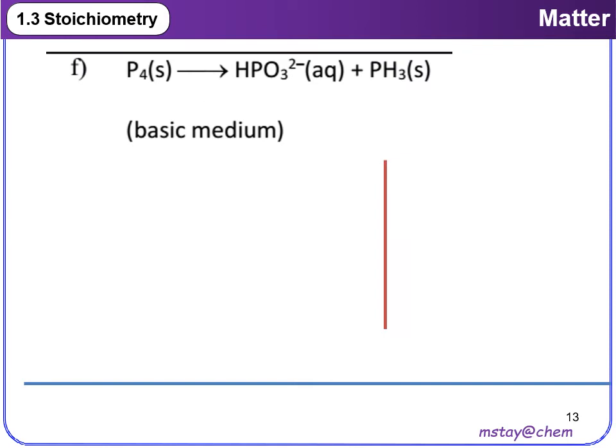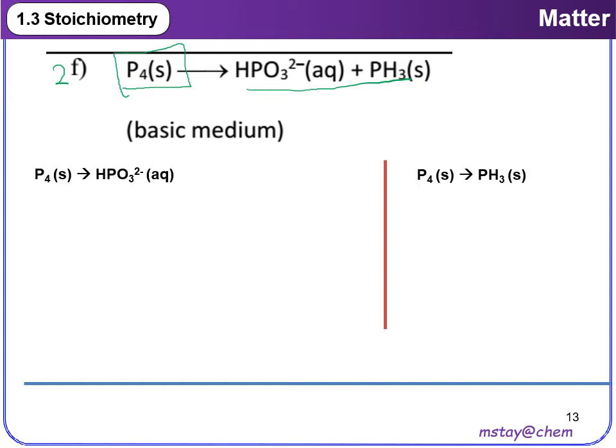Okay, let's continue with question number 2F. Look at this question, we have only one reactant with 2 products. Normally we have 2 reactants and 2 products. No worry, step number 1, we are still able to split this equation into 2 half equations like this. So this is step 1.